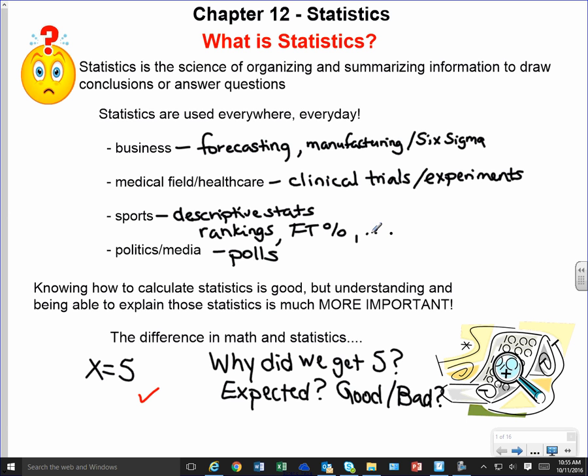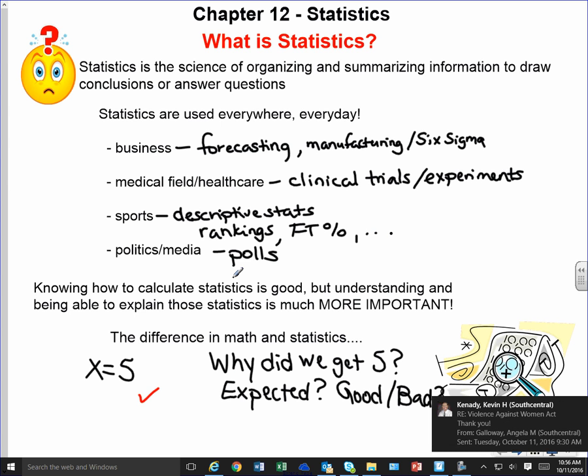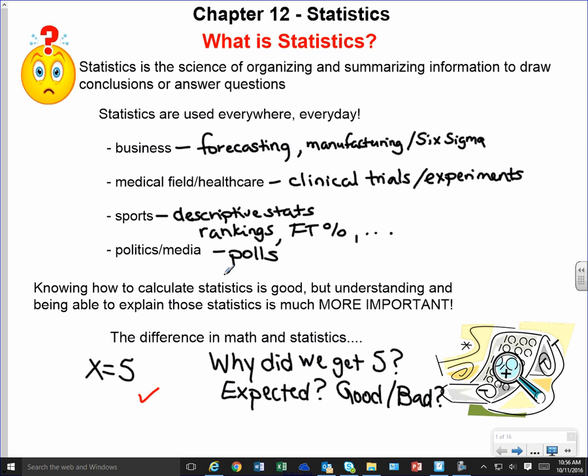Now, with politics and media, that's something that's very prevalent right now because we are in the middle of an election year, and so we're seeing lots of polls. But it doesn't have to be with politics. There are polls about everything. You know, how do you feel about blue cars or whatever? There's a poll every second, it seems like, that comes out asking people how they feel about something. So we see those a lot.